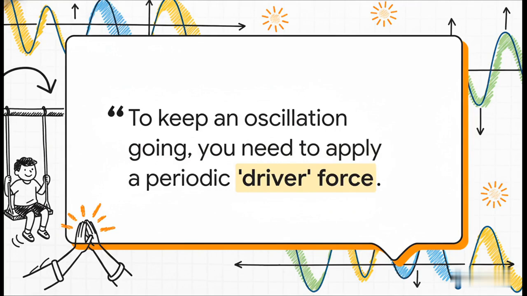It's just like pushing someone on a swing, right? You can't just give them one big shove and walk away. To keep them going, you have to give a little push at just the right moment over and over again. And that action, applying that regular repeating push, that's what we call a periodic driver force. And it creates something called a forced oscillation.